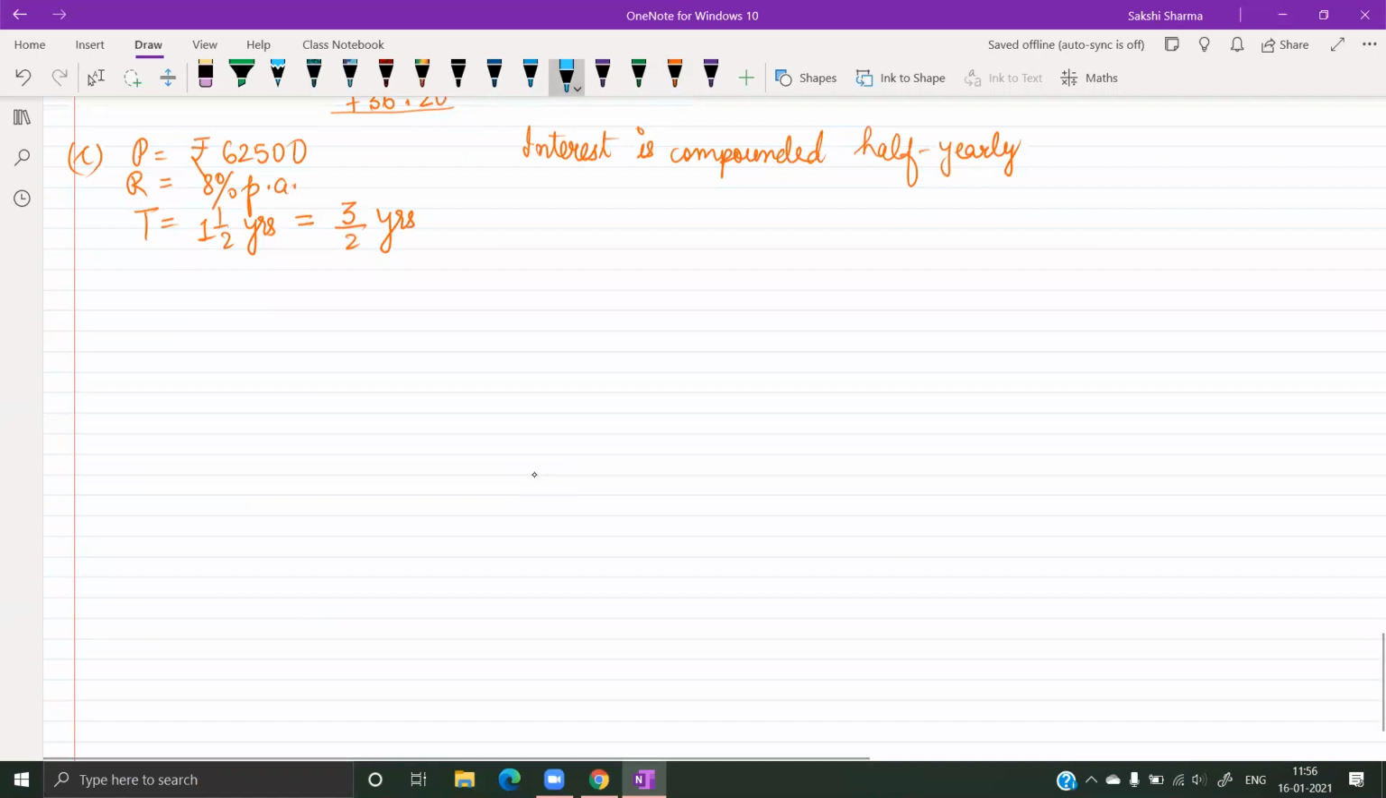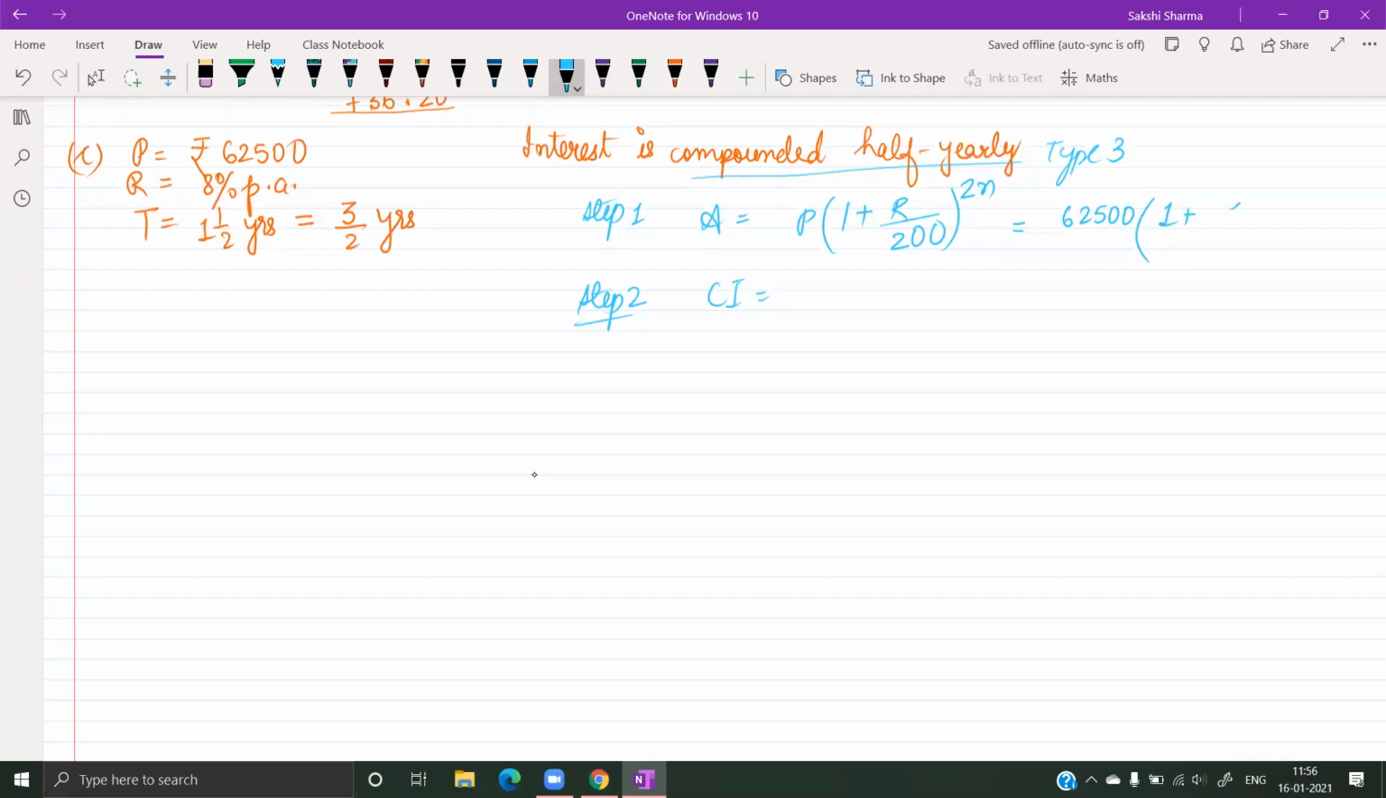I'll just help you write down the clues. This is type number 3. First step will be to find out the amount, and then you will find out the compound interest. The formula to find out the amount will be this one, where you have R by 200 and in the power you have 2n. So when you put your values, your expression will look like this. And now you can see the time, which was in fractions, is no more in fractions.